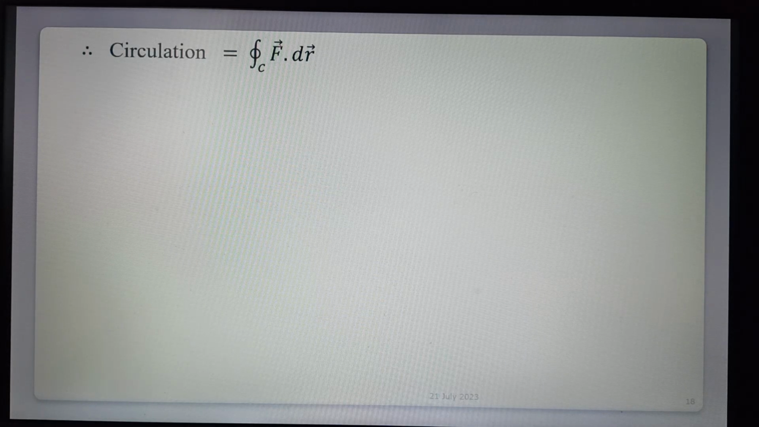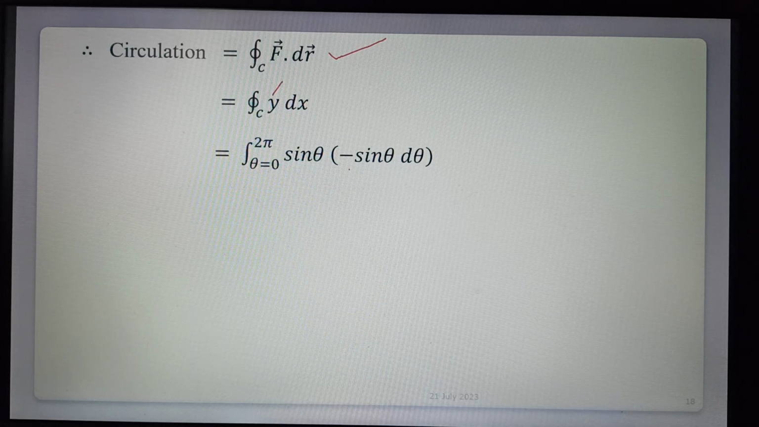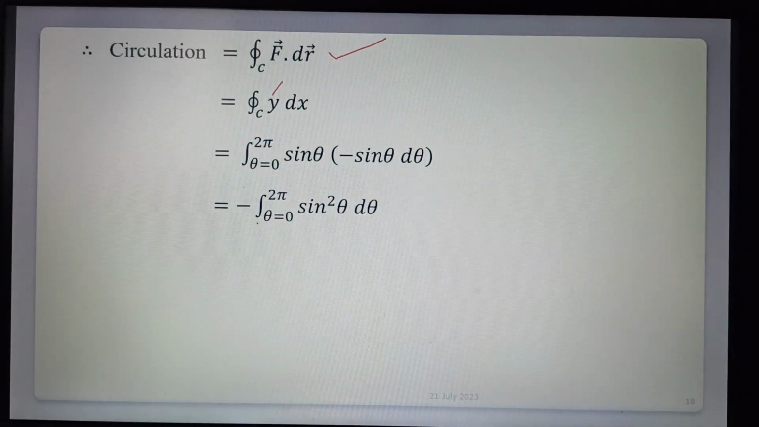So circulation is equal to the formula, integration over C of F bar dot dr bar. So integration of y dx. So substituting sin theta for y, and dx is equal to minus sin theta d theta. So the theta limit is 0 to 2 pi. So minus integration from theta is equal to 0 to 2 pi of sin square theta d theta. So that is equal to minus integration 0 to 2 pi.